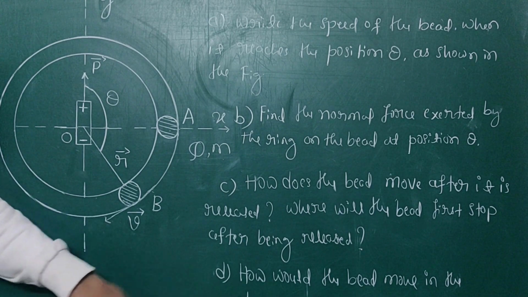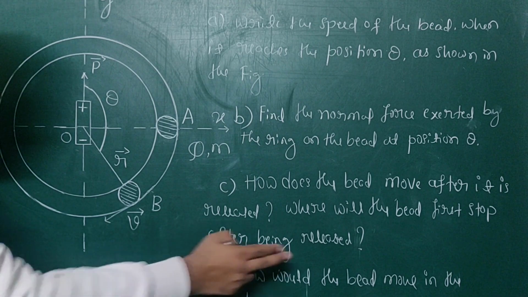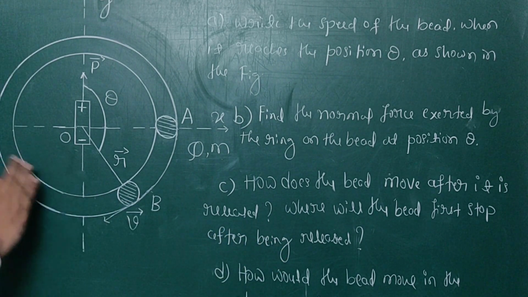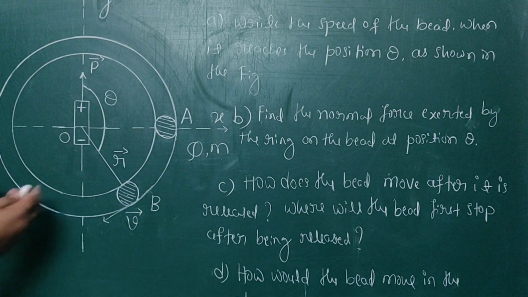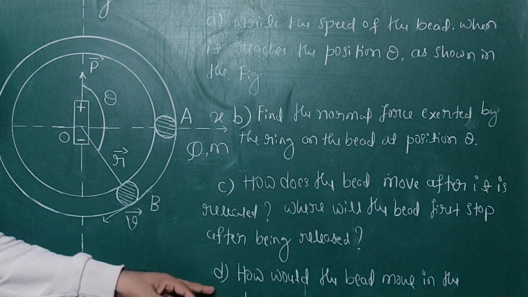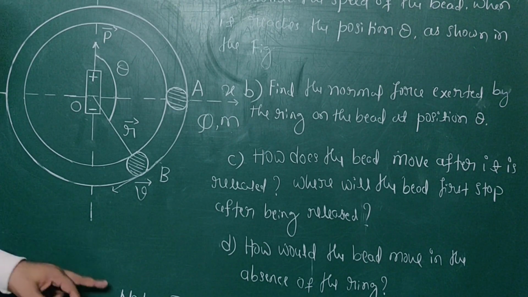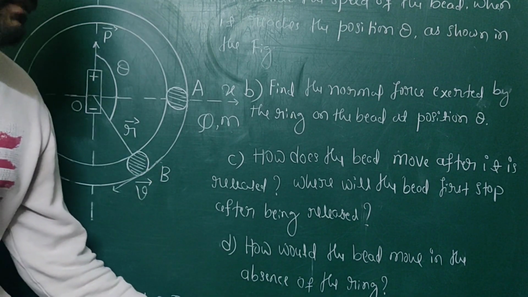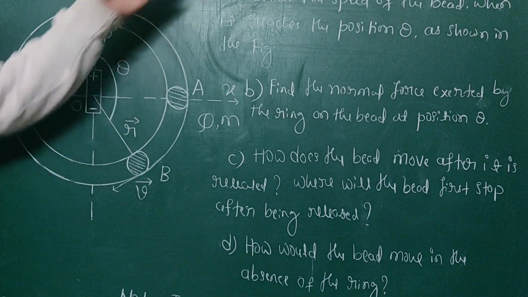In the fourth question they are asking, how would the bead move in the absence of the ring? That is, if the ring is not there, then what is the nature of motion of the bead? That is asked in the fourth question. Now, one important note is given. While solving these questions, we need to ignore gravity. That is, we should not consider the effects of gravity while answering these 4 questions.